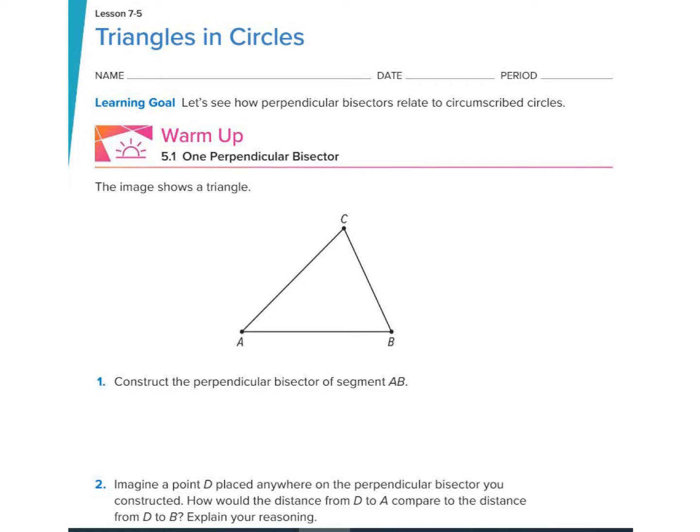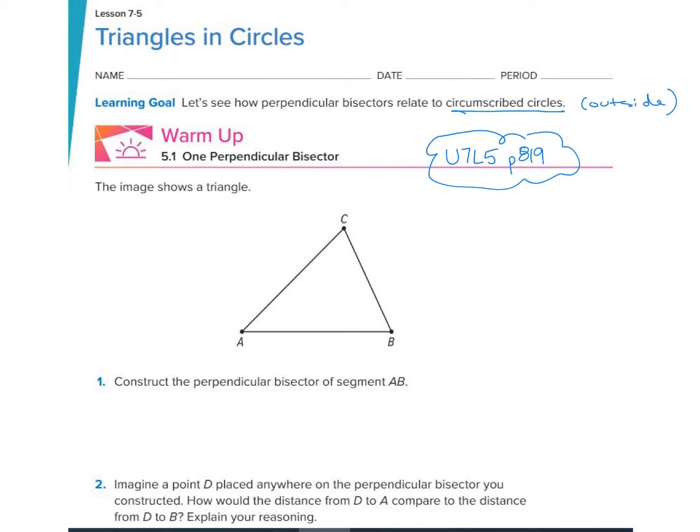Hi Geometry, this is Unit 7, Lesson 5 notes, and I'm on page 819 of our workbook. So Unit 7, Lesson 5 is about circumscribed circles. That means circles on the outside of our triangle. So let's take a look at what we're doing in number 1.